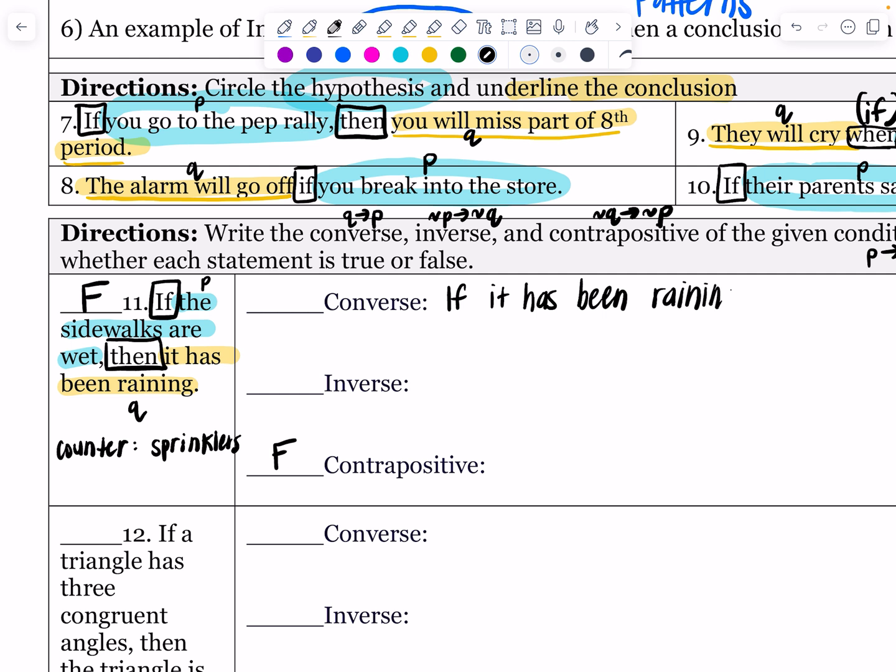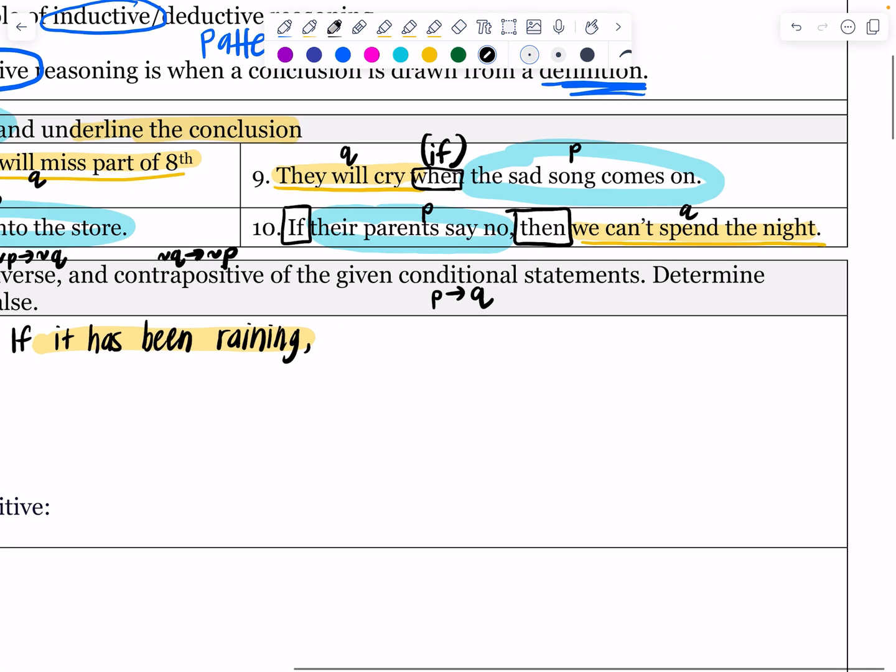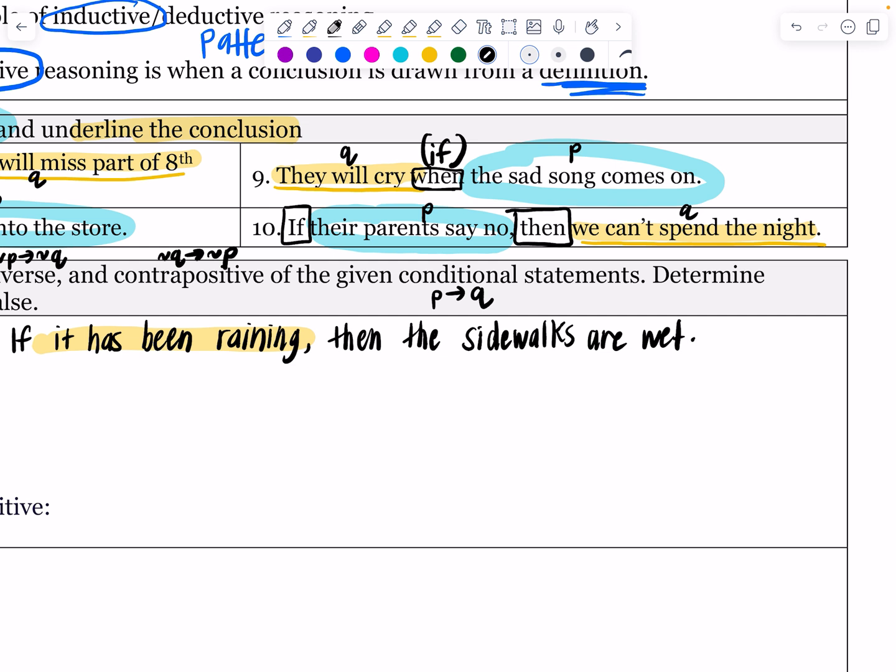Sorry, guys. I know that when we did this assignment, we typed it. If it has been raining. So if yellow, then blue. So if yellow, if it has been raining, then the sidewalks are wet. All right, so there is my converse statement.